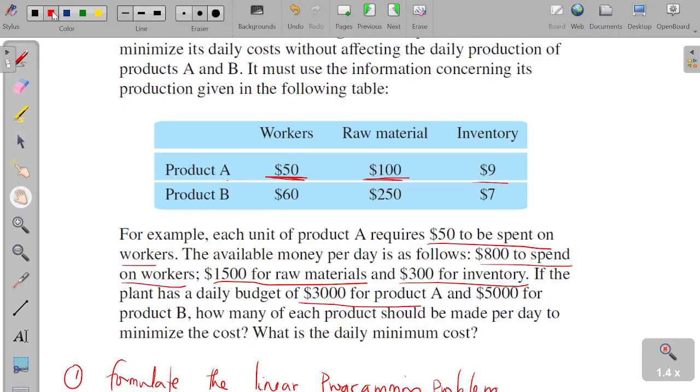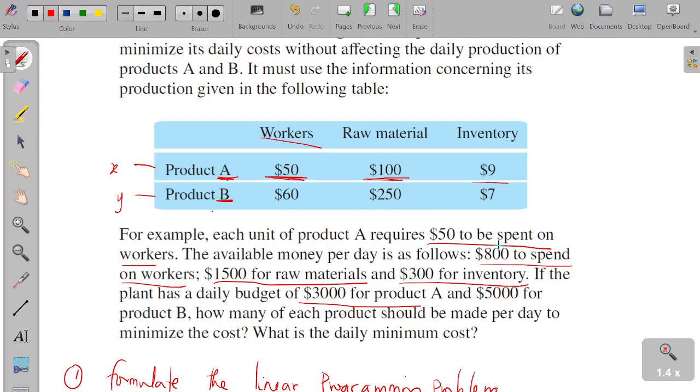If you look at the table given, we are dealing with product A and product B. For each product, for product A, we have the number of workers and then the money spent on the workers, money spent on raw material, money spent on inventory. For B also we have the same thing. So we can let our product A to be x. We are going to still write it out, but let's just try to get something out first. So we can let product B to be y.